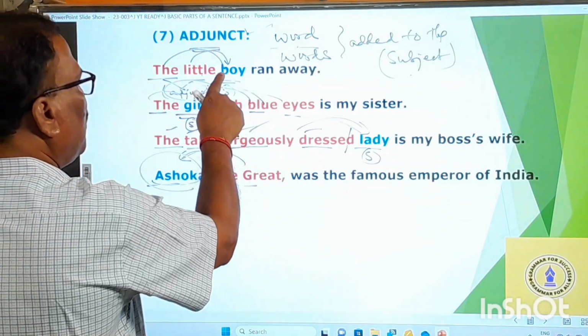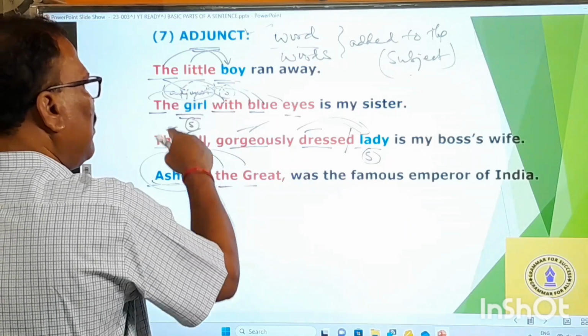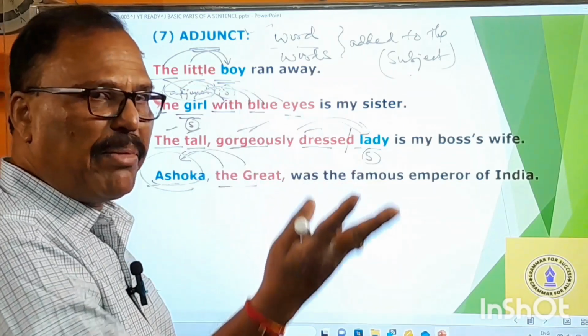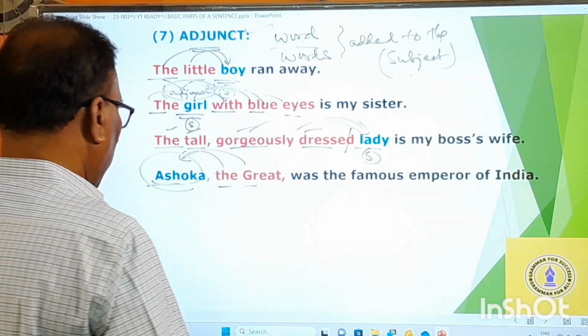Here in this sentence, boy is the subject, girl is the subject, lady is the subject, Ashoka is the subject. So what are these red colored words doing? They are just describing those subjects, those real subjects, and therefore they are called adjuncts, right?